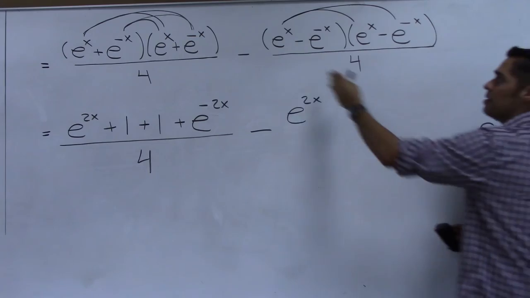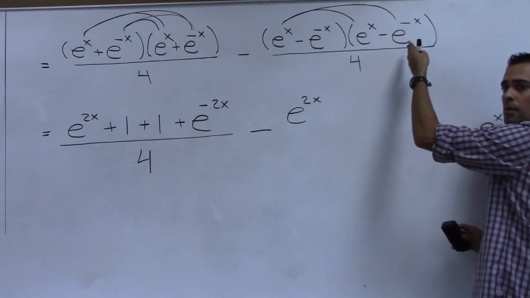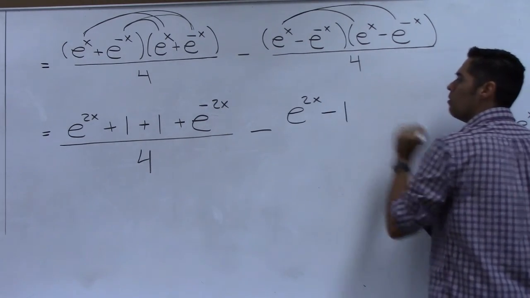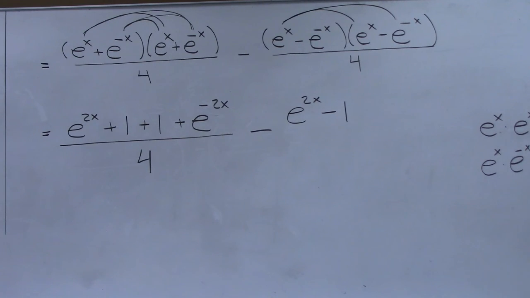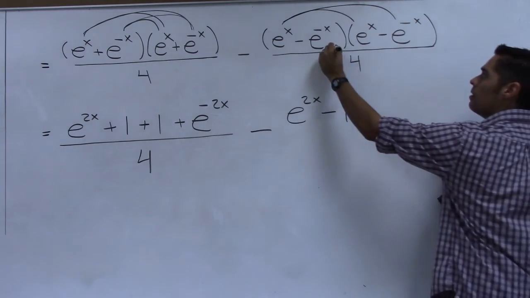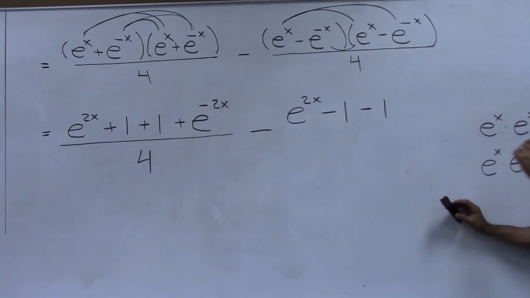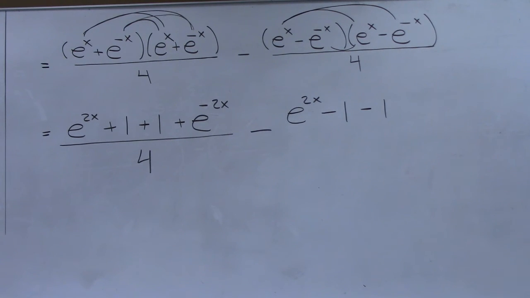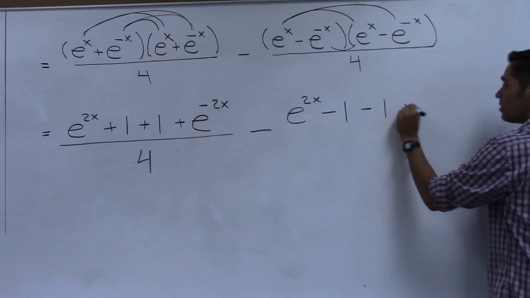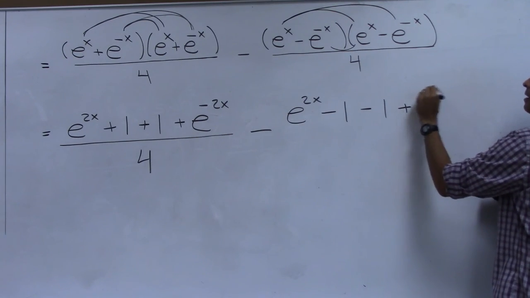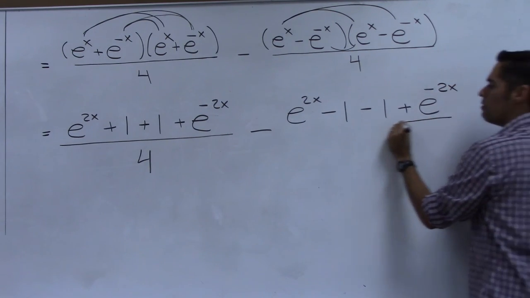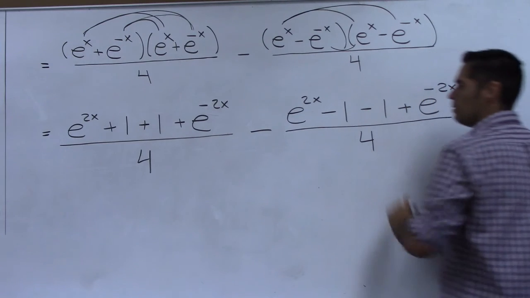Minus 1. Because this is a positive term and a negative term. So you get negative 1 here. What about the middle one? Minus 1 again. So here. Are y'all following me or no? Yes? Okay, and then finally, plus e to the negative 2x, all of this over 4.